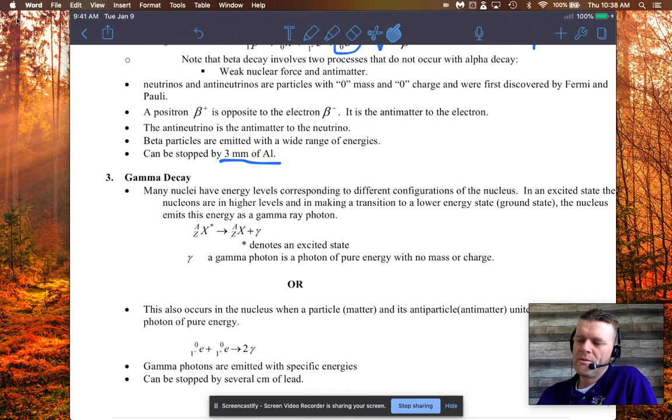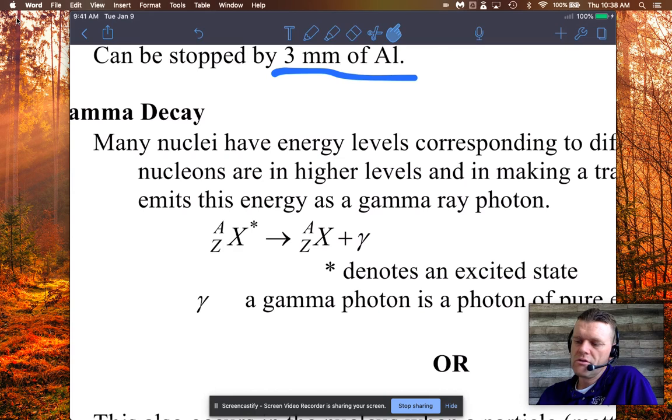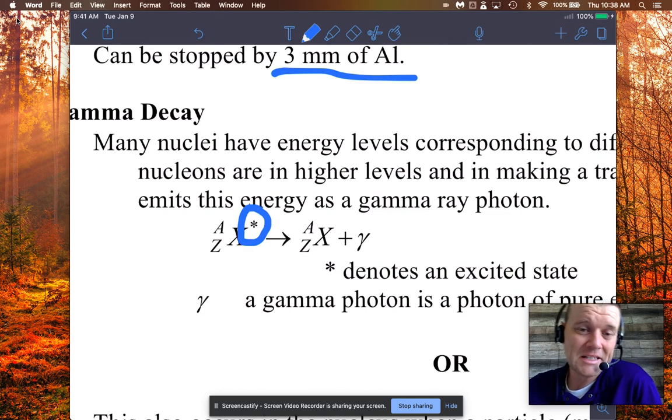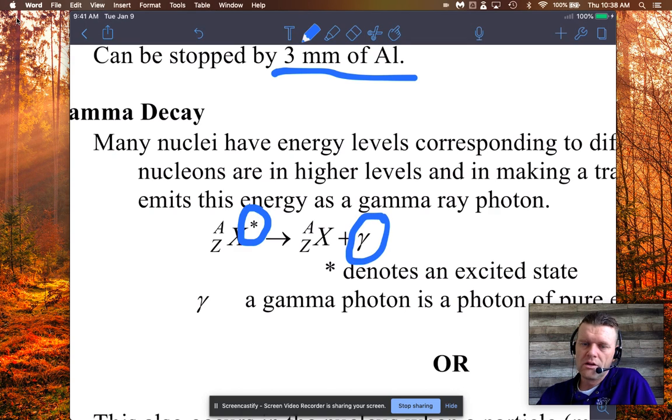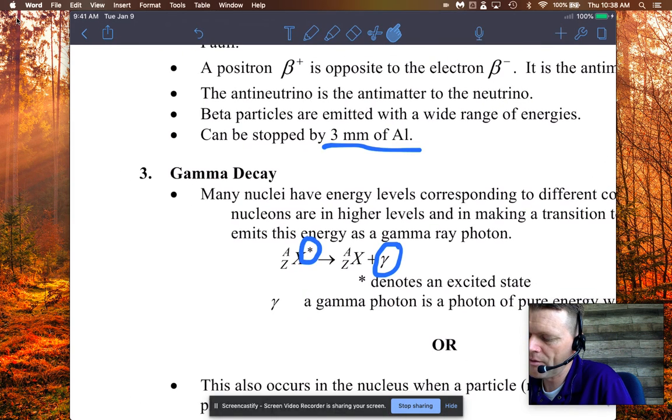So the last one is gamma decay. This one's really easy. Gamma is the release of a photon. And we typically show it like this, and I'll write another one like it, but you typically just use an asterisk or a star. And that asterisk indicates that element or that isotope has extra energy, that it's in an excited state. And so it will release a gamma photon, and there's the Greek letter gamma, which would show that there's been a gamma radiation.